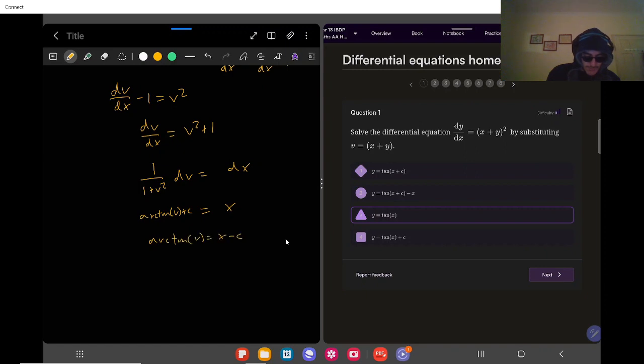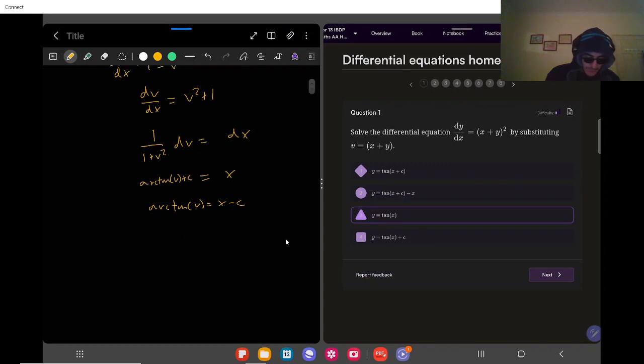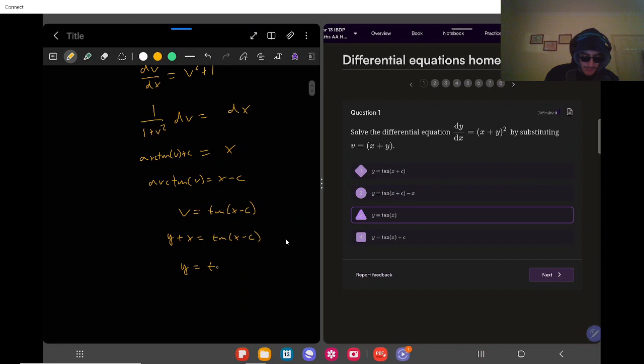Take tan on both sides. V equals... And now, what did we say v was? X plus y. So y plus x equals tan x minus c. Y equals tan x minus c minus x.